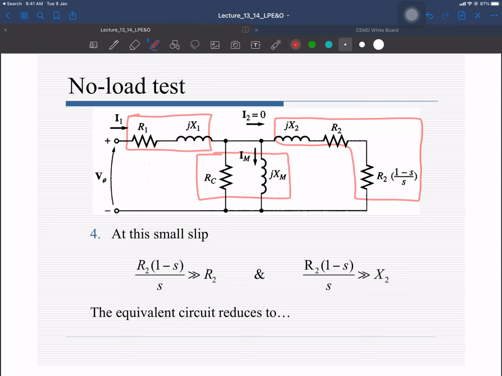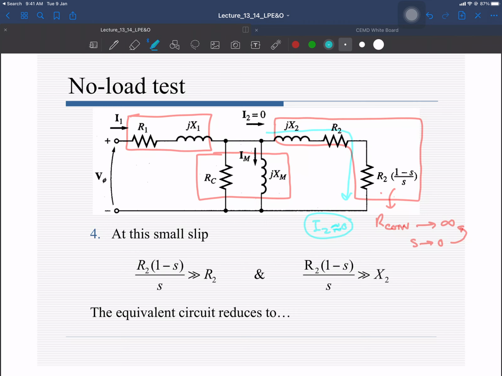So when it is approaching 0, what about the power that is converted into the mechanical form? This R2 (1-s)/s, the converted resistance, that is this one, is approaching infinity as slip is approaching 0. Because this resistance will be approaching infinity, what about the current in this branch? The current in this branch will be approaching 0. So we are assuming that this I2 is nearly 0, no current in the rotor circuit.